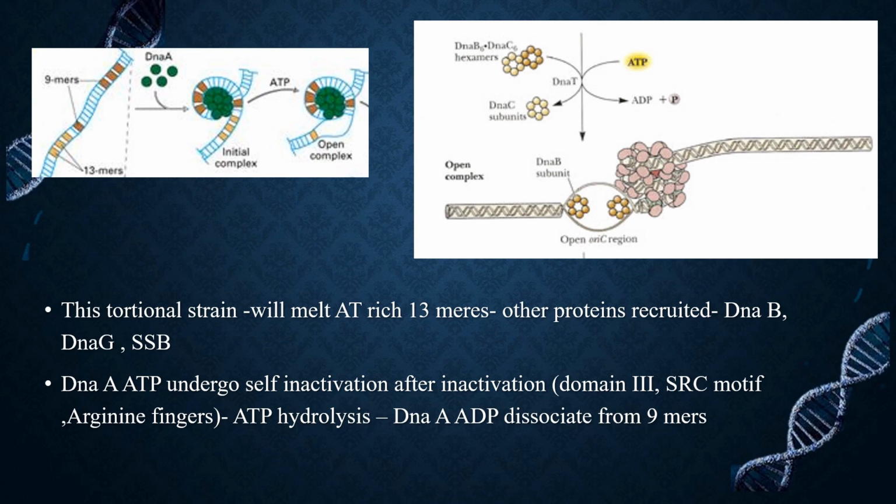The ATPase active site in domain 3 contains the catalytic motif called the SRC motif, that is serine arginine cysteine, also called arginine finger. They are not proximal to ATP in the absence of DNA binding. Upon replicator binding, a conformational change facilitates coordination of the arginine finger with ATP and a water molecule, increasing the rate of ATP hydrolysis. Thus, DnaA-ADP will dissociate from low affinity 9-mers.